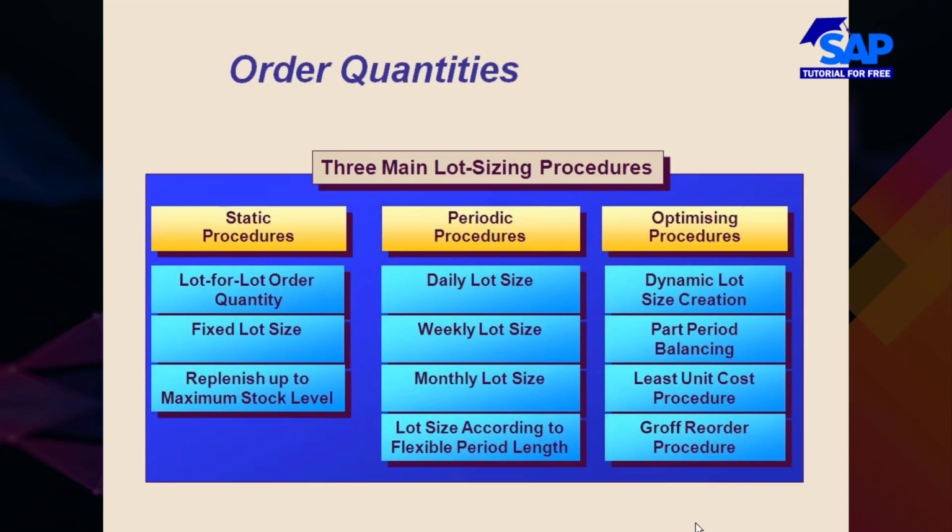There are three types of lot sizing techniques possible: constant or static lot sizing procedures, periodic lot sizing procedures, and optimizing lot sizing procedures. In case of constant or static lot sizing procedures, that's what we have used so far. One is lot for lot order quantity, the key is EX. For example, rice is kept in a bag, one full bag, and when the bag is consumed, they replace it with another bag. The bag is the lot size here. That is what we call lot for lot order.